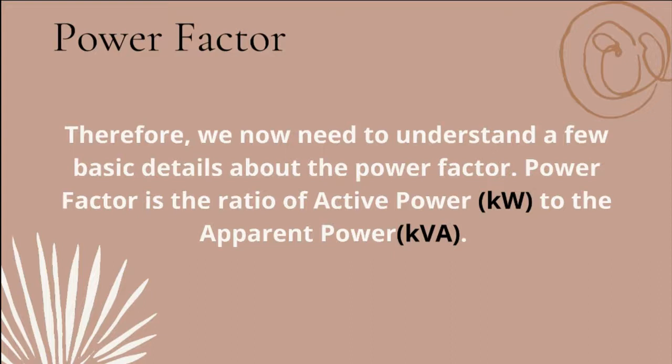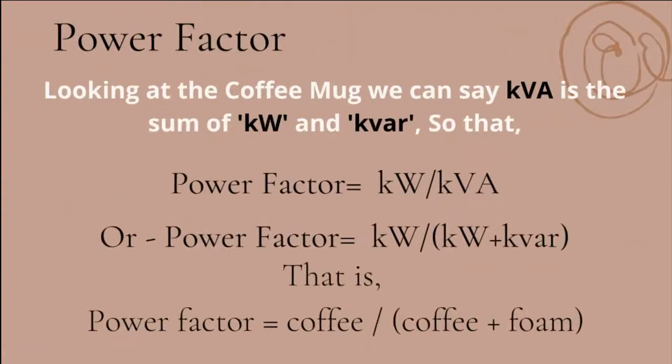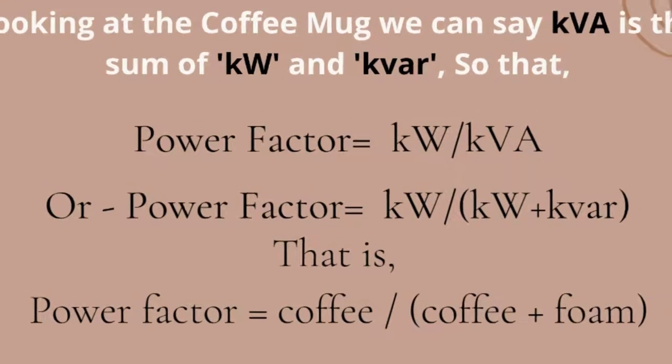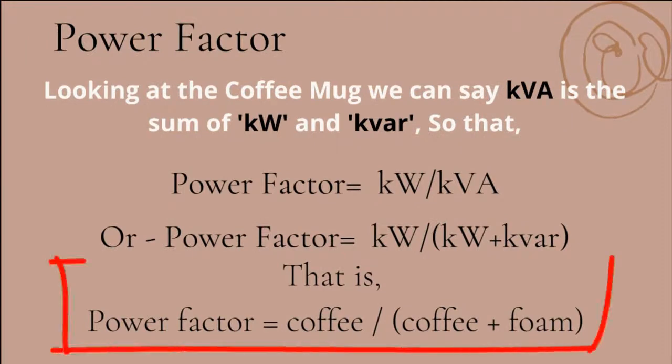Therefore, we now need to understand a few basic details about the power factor. Power factor is the ratio of active power to the apparent power. Power factor equals kW divided by kVA. Looking at the coffee mug, we can say kVA is the sum of kW and kVAR, so that power factor equals kW divided by kVA. Or, power factor equals kW divided by kW plus kVAR. That is, power factor equals coffee divided by coffee plus foam.